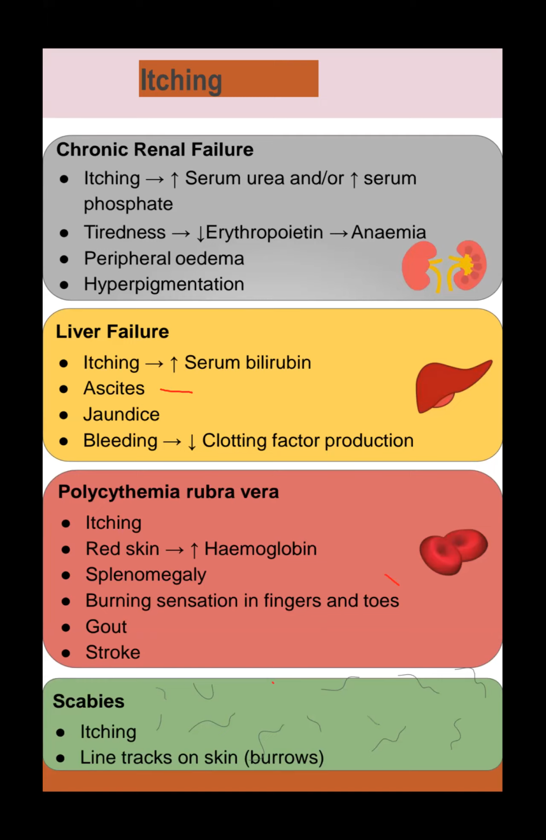So there are four diseases: scabies, polycythemia rubra, liver failure, and chronic renal failure. These four topics they ask in the exam. They'll give this scenario, and I have to decide: is it CRF, liver failure, or polycythemia rubra? Mainly they ask about polycythemia rubra. In a polycythemia question, hemoglobin will be high, there will be a burning sensation, along with a history of recurrent thrombotic lesions, DVT, and pulmonary embolism.